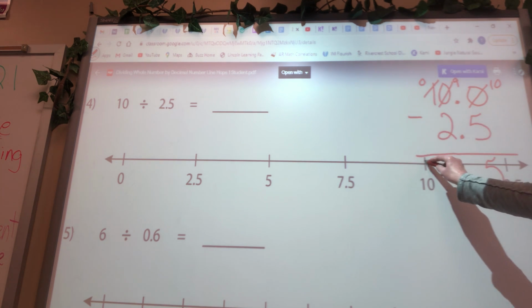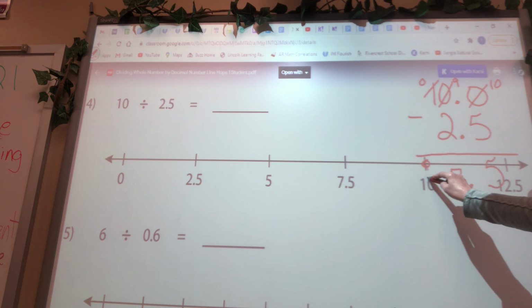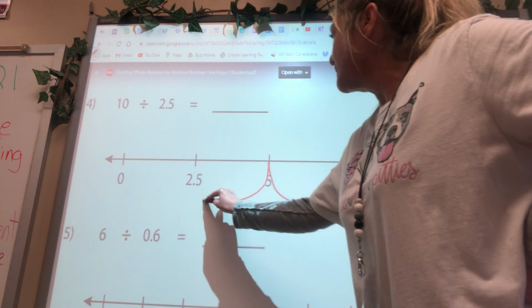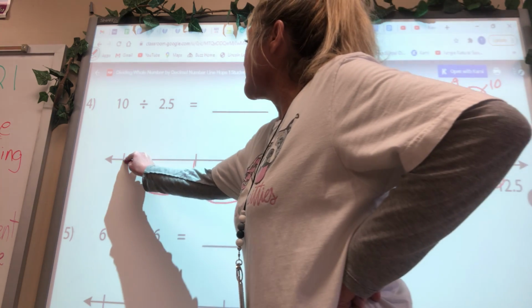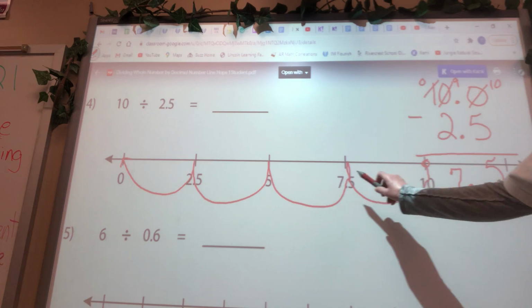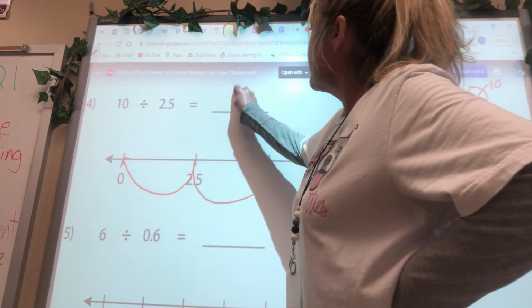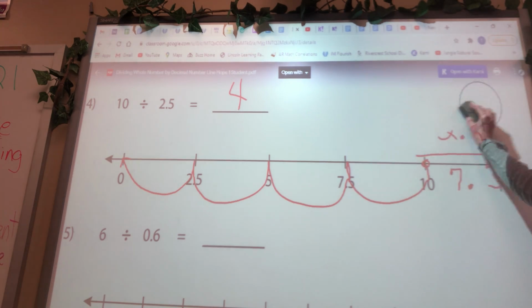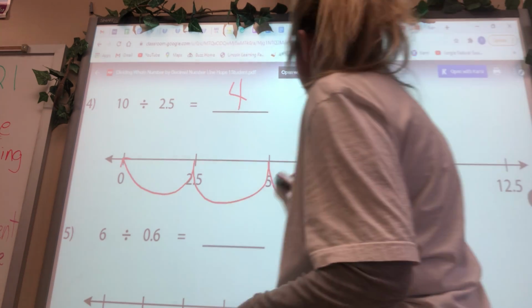So we would start with the number they gave us, which was 10. Subtract 2.5, subtract 2.5, subtract 2.5, subtract 2.5, until we get no remainder. So 1, 2, 3, 4 times is how many times we would have had to repeatedly subtract 2.5.